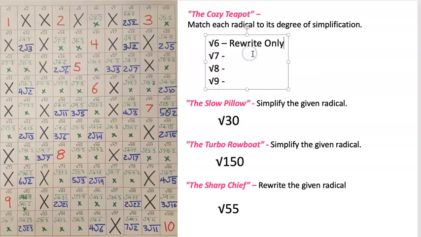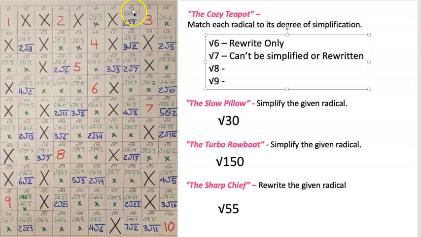The square root of 7, I'm going to go 6, 7, 8 right here because there's basically all four of them right here in a row. I also try to color code them so you can find them even faster that way. Okay, the square root of 7, you can't even do anything. 7's a prime number, so you can't even break that down. So that one is a can't be simplified or rewritten. All right, square root of 8 can be rewritten and simplified.